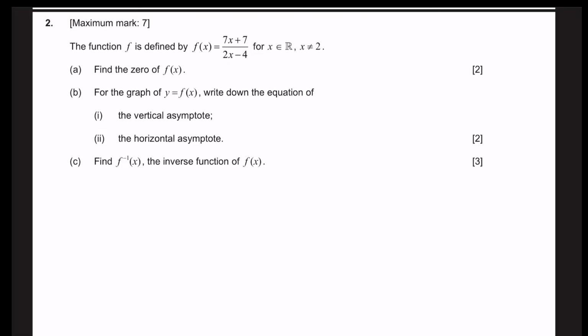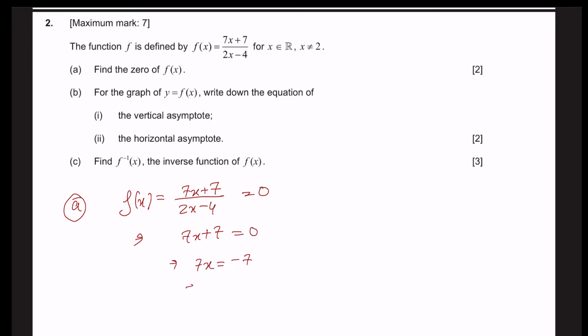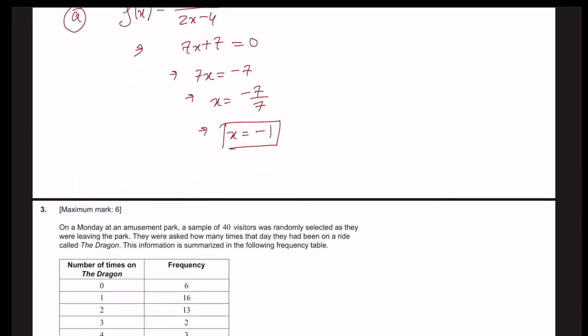Now moving on to the next problem. So we have a function which is defined by f(x) equals 7x plus 7 divided by 2x minus 4. This is defined for x not equal to 2. So we have to find the zero of f(x). The zero of f(x) means the root of f(x). This should be equated to 0. This will be equal to 0 when 7x plus 7 becomes 0. So 7x equals minus 7, which gives x equals minus 7 by 7, which is x equals minus 1. So x equals minus 1 is the root of this function.